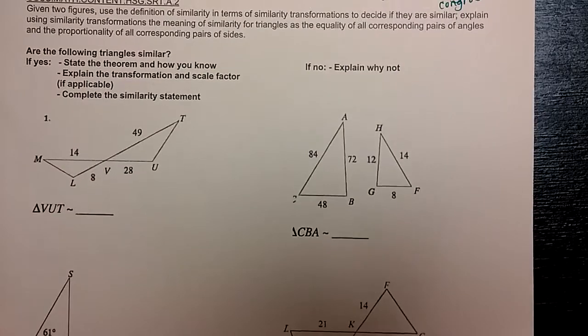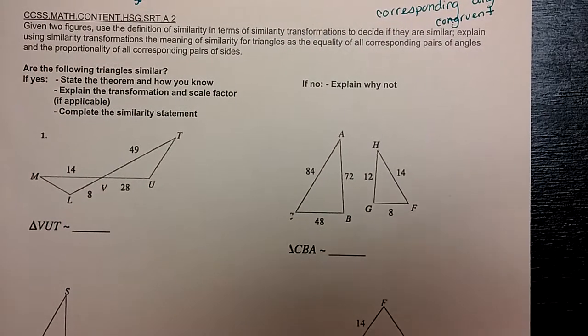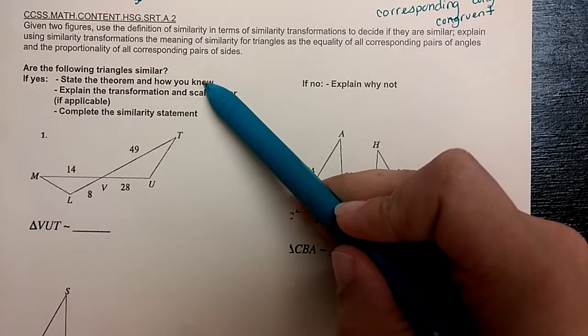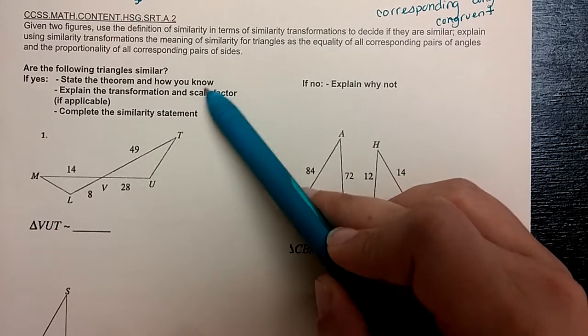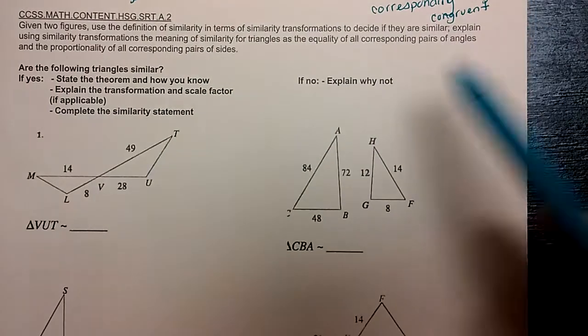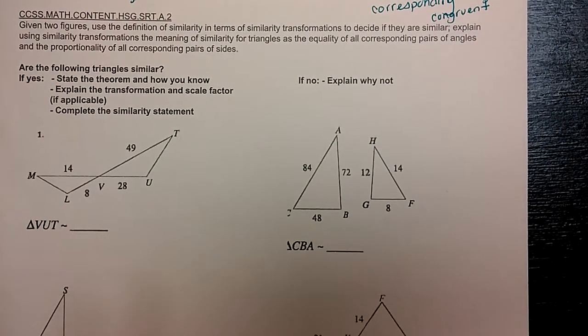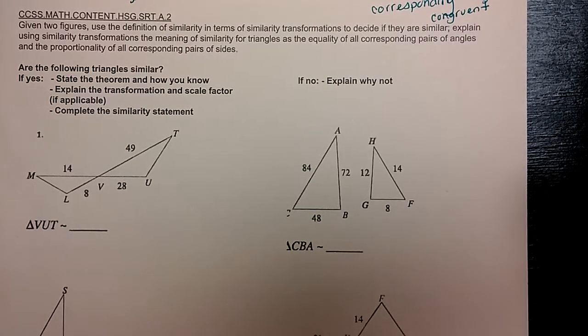The next standard that you would have to do is asking, are the following triangles similar or not? If they are, you have to answer all these questions: theorem, how you know, transformation, scale factor, and complete the statement. And if they're not, you have to explain why not. So I'm just going to do two examples of this one.